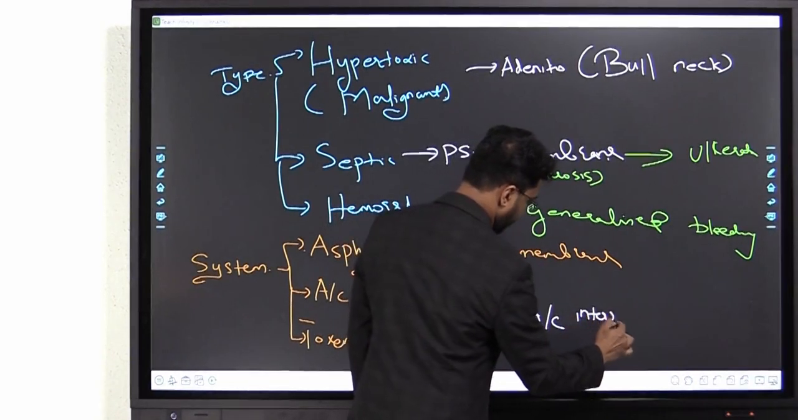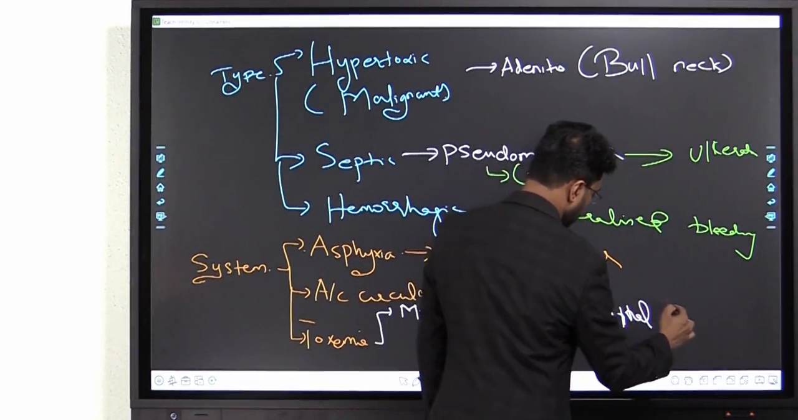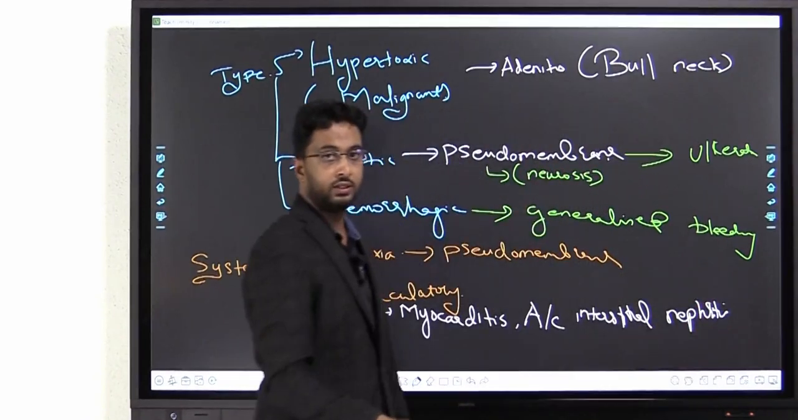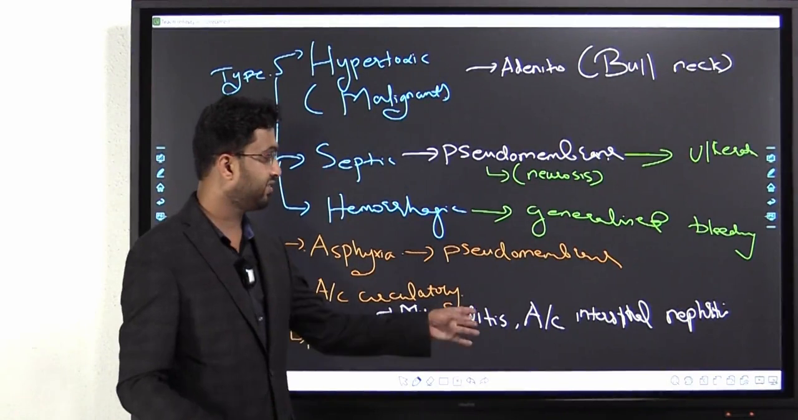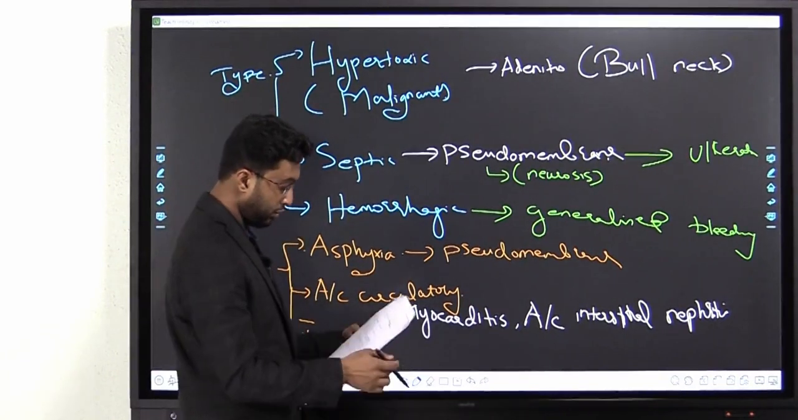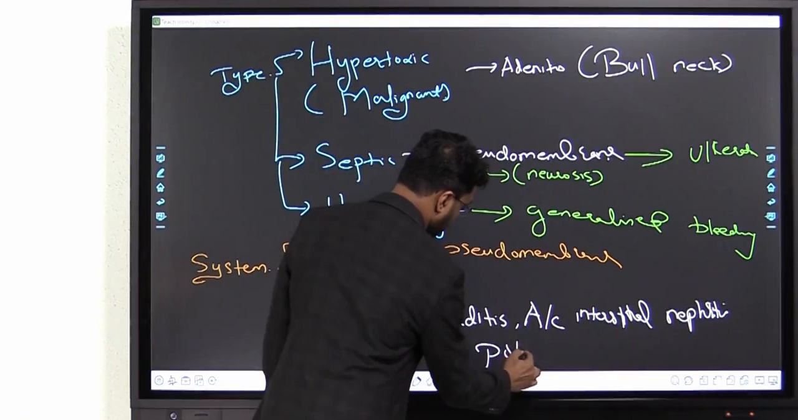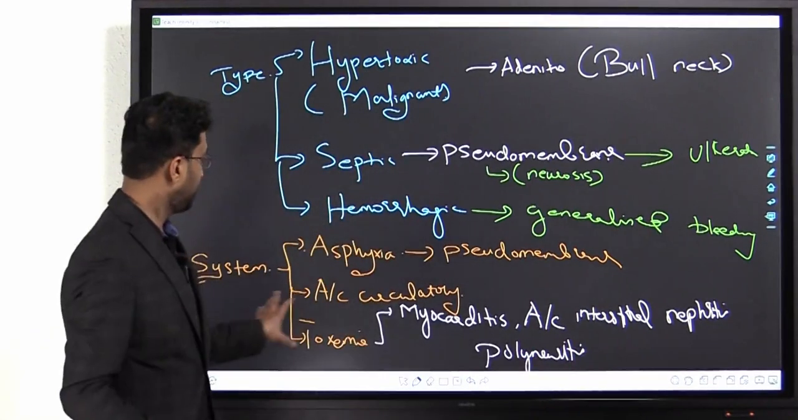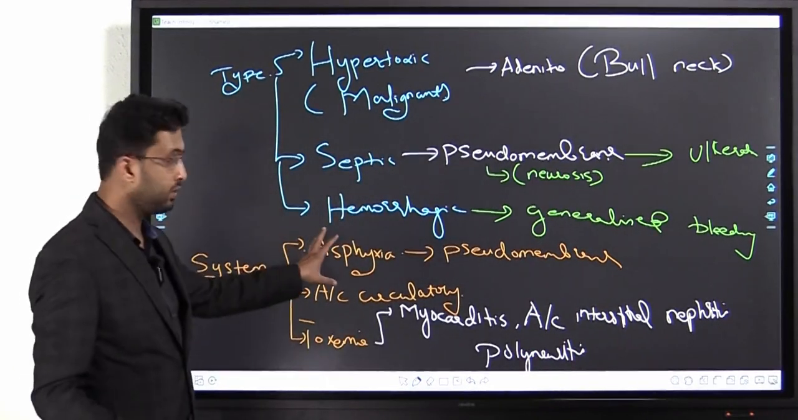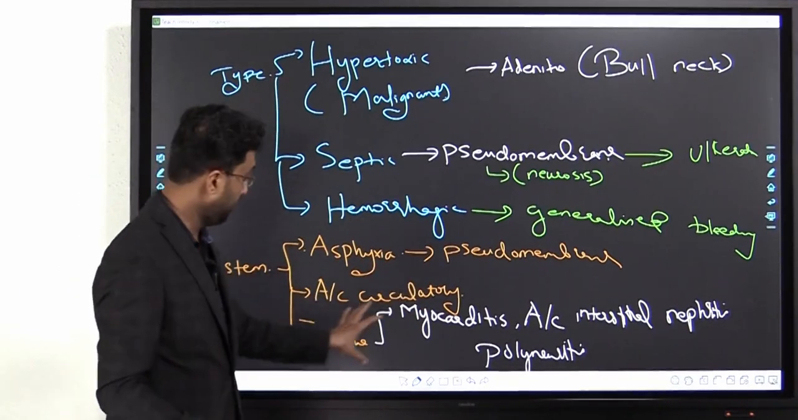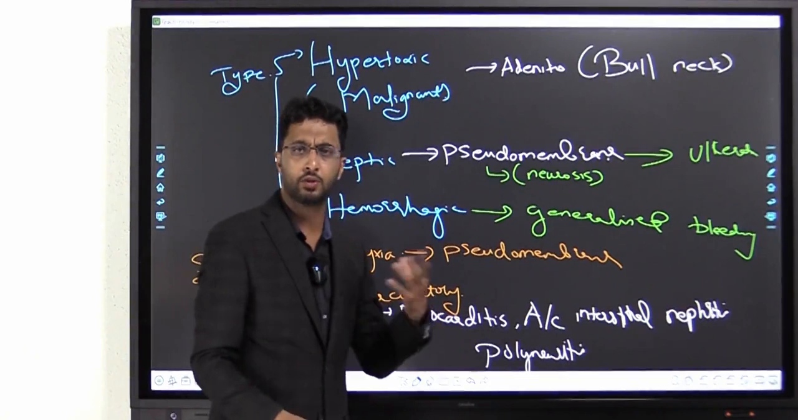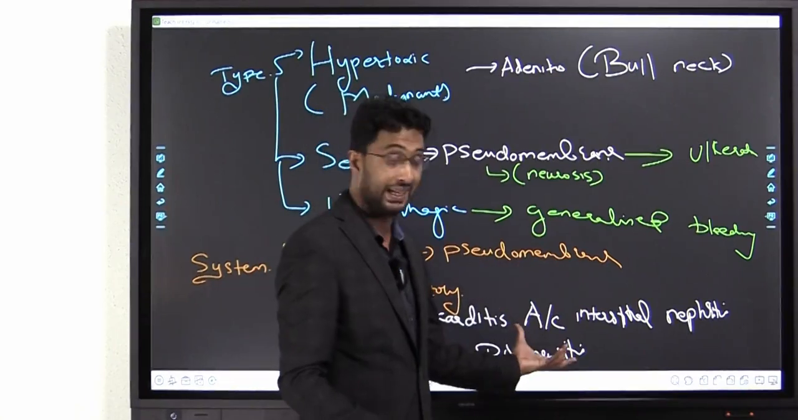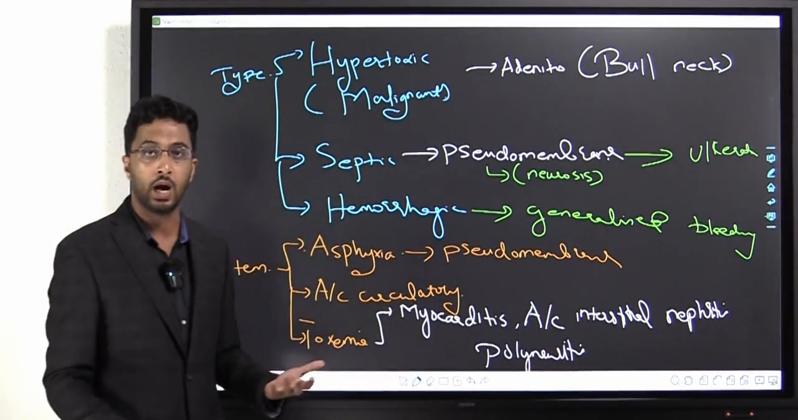So just write it down. Nephritis, that is, it affects the kidney. The toxin goes and deposits in the kidney and the kidney gets damaged. So acute interstitial nephritis. And finally you have polyneuritis, the nerves. So the systemic complications you studied: asphyxia due to pseudomembrane, acute circulatory failure, and toxemia due to toxin. That is myocarditis, inflammation of the myocardium, acute interstitial nephritis due to the toxins going and destroying the kidney, and then polyneuritis, that is, nerves are destroyed.